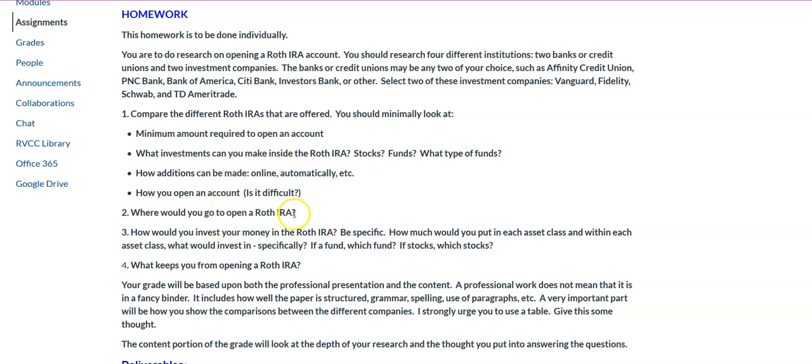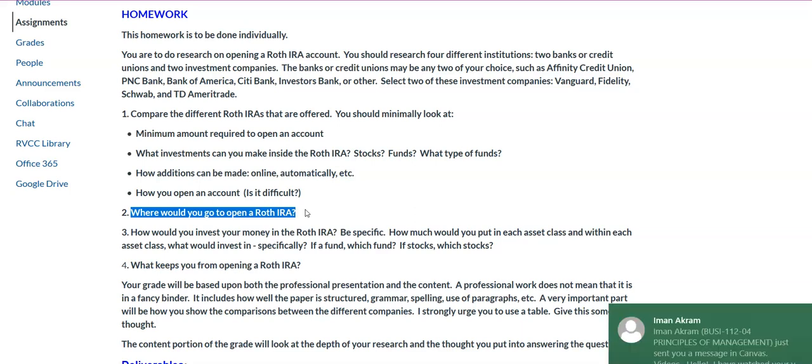After you've looked at these, you want to see what kind of investments you can make, how hard it is to open an account, those sorts of things. Then I want you to pick where you would go to open one. I'm not going to grade you on whether you picked the best place. That's a very personal decision. What I am going to look at is, did you use some thinking? What kind of thought processes did you use?